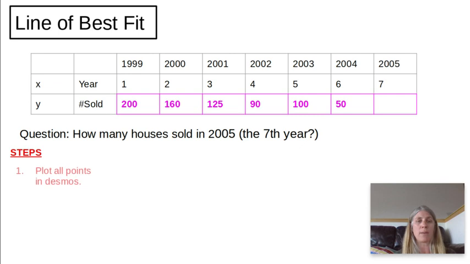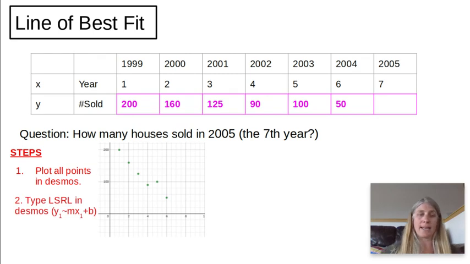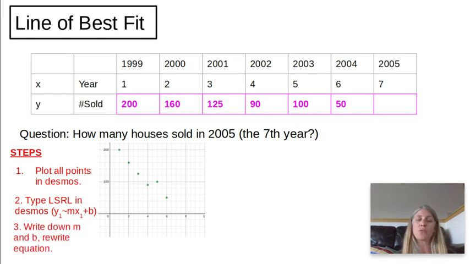Your very first step is you're going to plot all the points in Desmos, and I'll show you how to do that in a minute. But this is basically what it looks like when you have those points plotted in a table. Next, you're going to type in Desmos in the next line, y1 tilde mx1 plus b. This is going to tell you what your m, which is your slope, is equal to, and b, what your y-intercept is equal to. Then you're going to write down your m and your b and rewrite it in the equation.